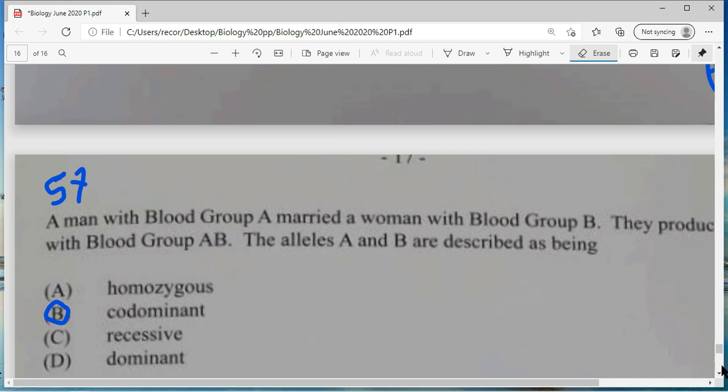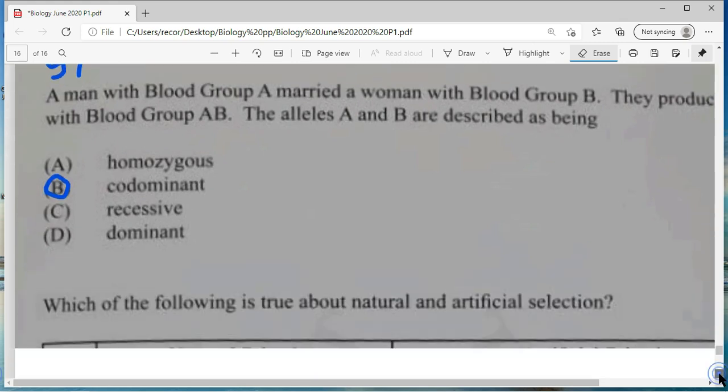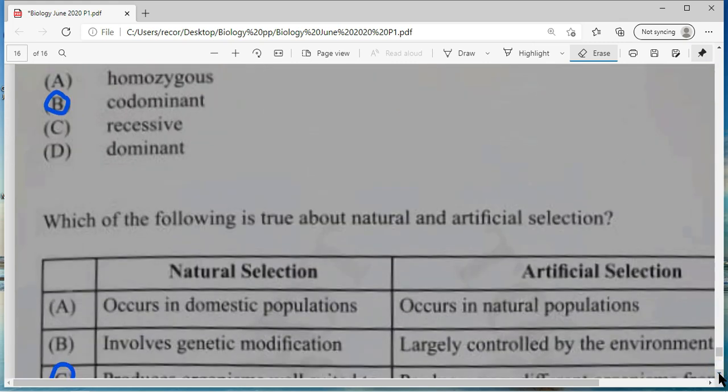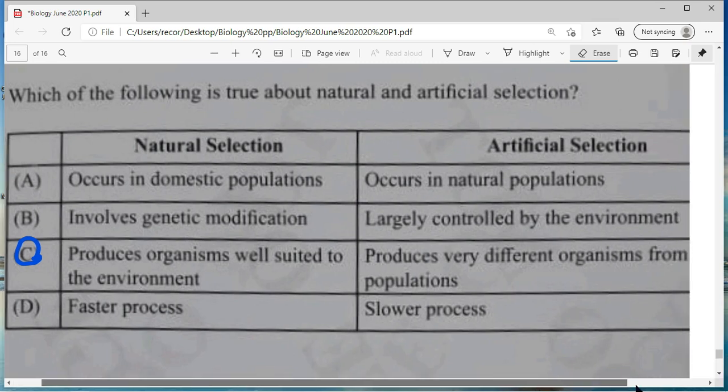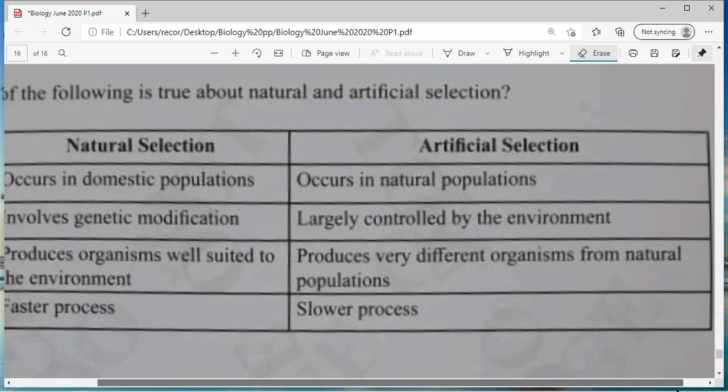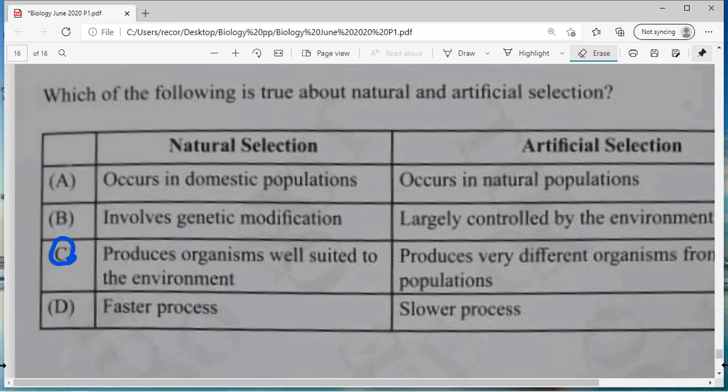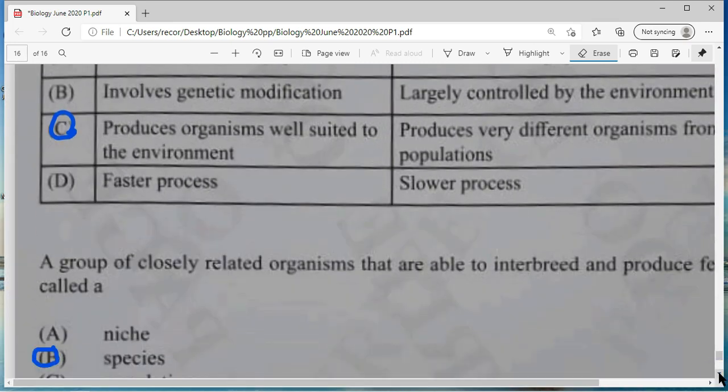I will make our way down to, of course, 58. Which of the following is true about natural selection and artificial selection? This is a repeated question from 2018. However, a word or two might have been changed, but it is pretty much the same thing. So C is our answer here. Both produce organisms well suited to the environment, and of course produce very different organisms from the natural population. So C is the answer.